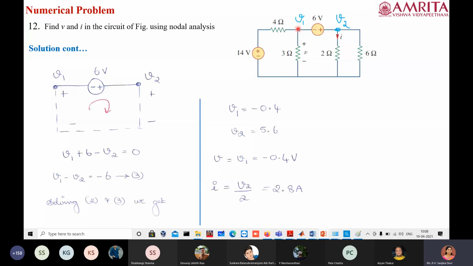So the meaning here is V1 is now negative, with the 0.4 volt. So it means that the voltage across the 3 ohm is actually supposed to be minus 0.4 volt. So the polarity they have given is supposed to be the other way. But since they have already fixed it, we write the answer as negative. Okay, so I hope you are able to understand.